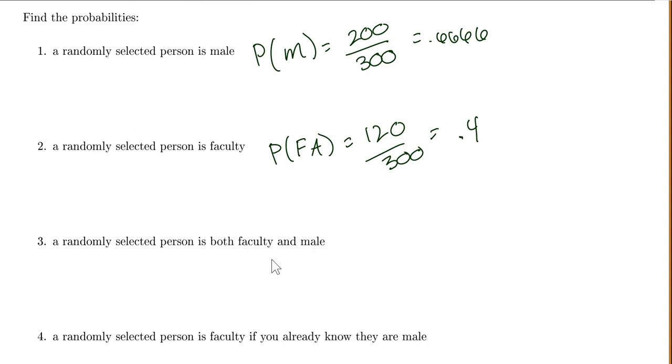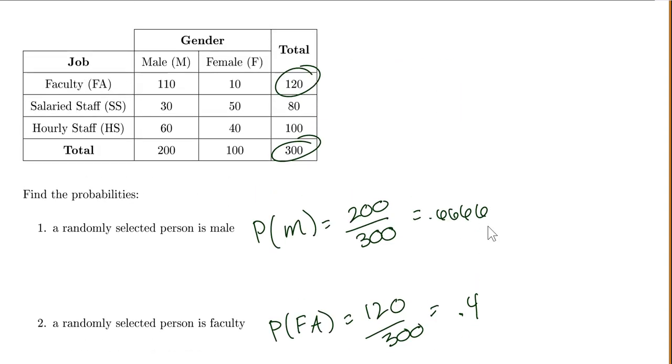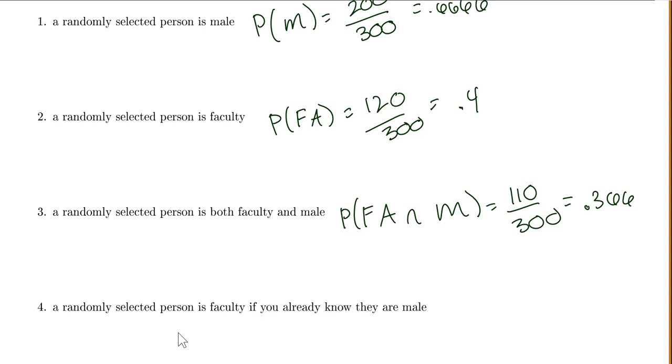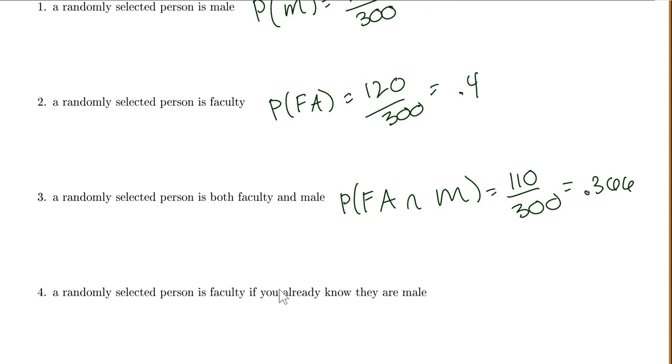A randomly selected person is both faculty and male. So probability of faculty and male. Let's come back up to look at that. The ones that are faculty and male would be 110 out of, again, our grand total of 300. So 0.3666.